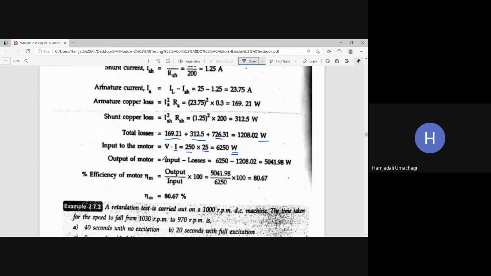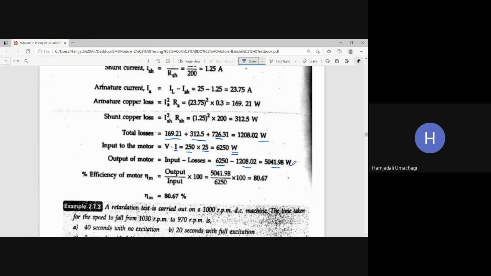Now we'll calculate the output of the motor. Here we have already calculated total losses and input. Using this, we'll calculate the output now. So output is nothing but input minus losses. Input is 6250 and total losses is 1208.02 watts. If we take the difference of this, we'll be getting the output, that is 5041.98 watts.